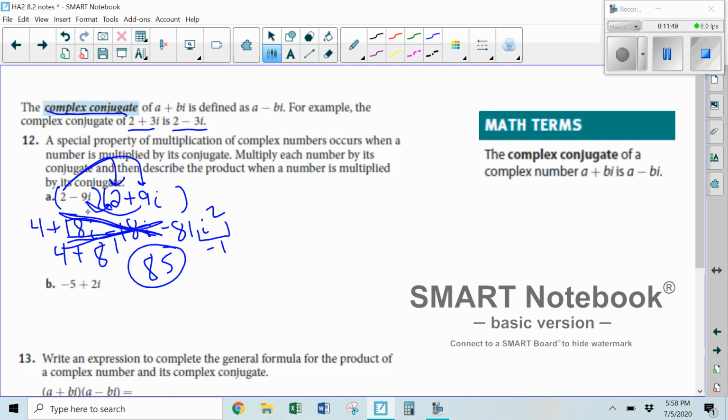So what happens when I multiply a number by its complex conjugate, you're always going to get these i parts to cancel. You're always going to get i squared. And so you'll just have a real number. You won't have an imaginary part to it. Okay, this is going to come into play when we do the next section, 8.3.